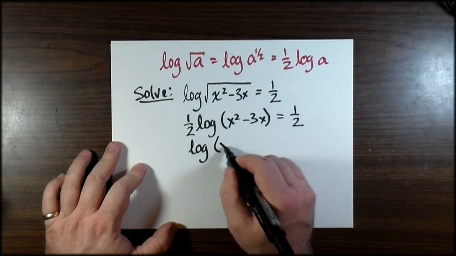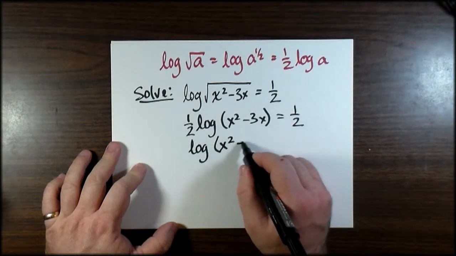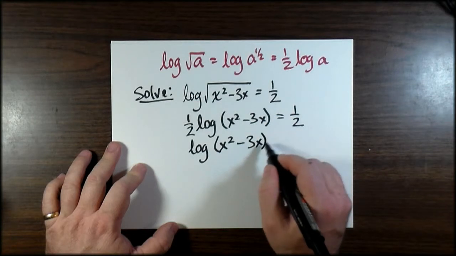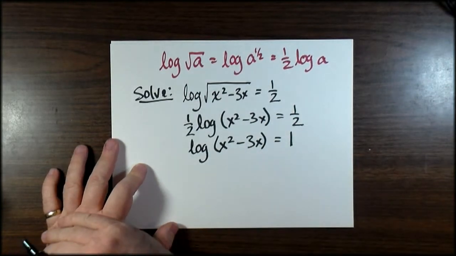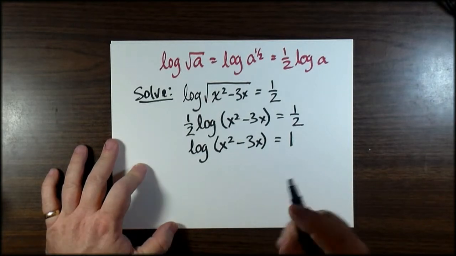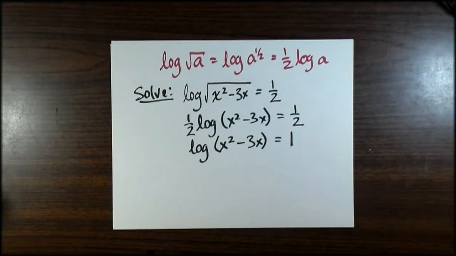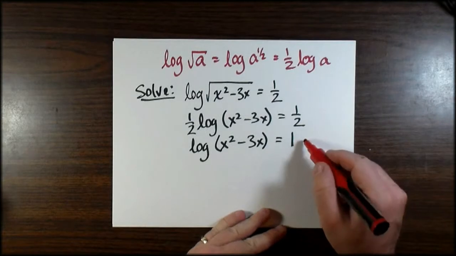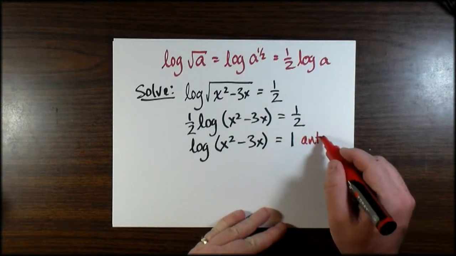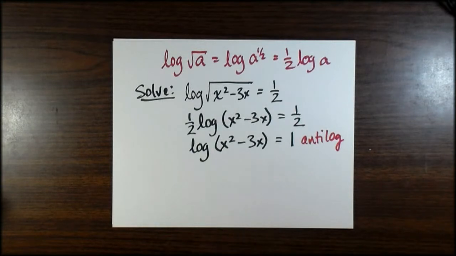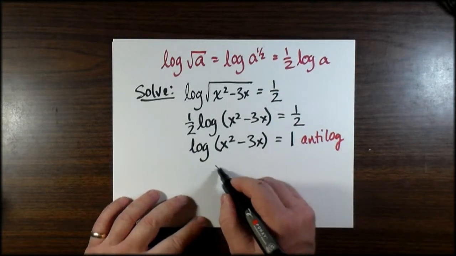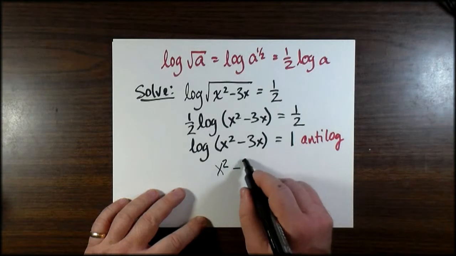So notice that by the power law, the 1/2 from the square root goes in front of the log, and x squared minus 3x is still passed into the log. We can now divide both sides by 1/2 and say that log of x squared minus 3x is equal to 1. And now let's take the anti-log of both sides. And that means that x squared minus 3x is equal to 10.